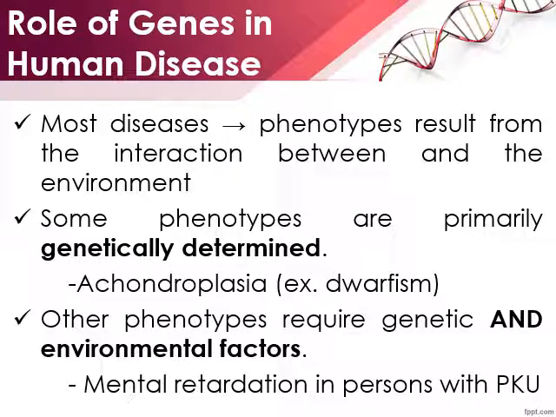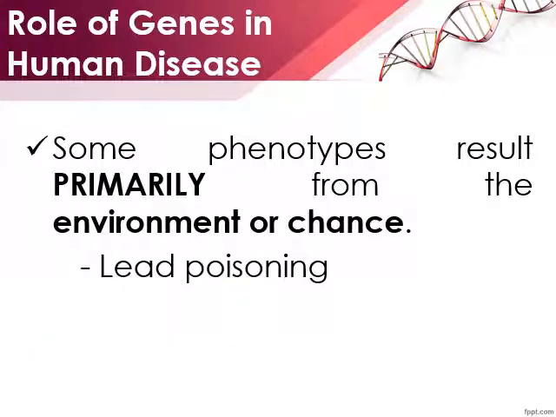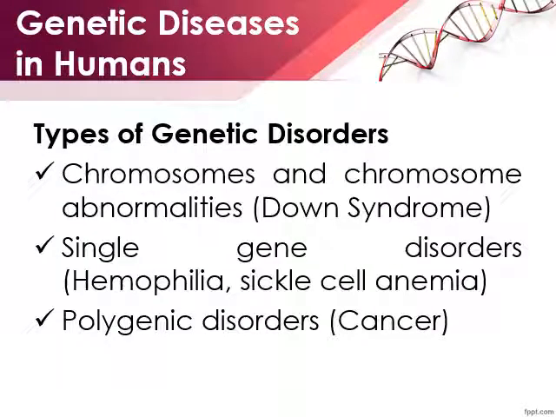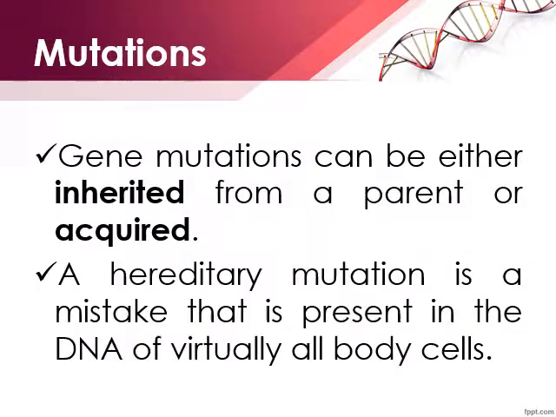So most diseases, the phenotypes result from the interaction between genes and the environment. Some phenotypes are primarily genetically determined, like achondroplasia, while others are due to environmental factors, like mental retardation in persons with PKU. And some phenotypes result primarily from the environment or chance. An example is lead poisoning. So there are different types of genetic disorders. We have chromosome abnormalities, single gene disorders, and polygenic disorders.